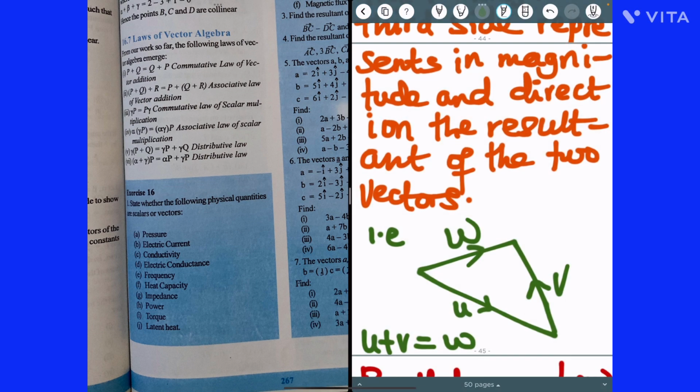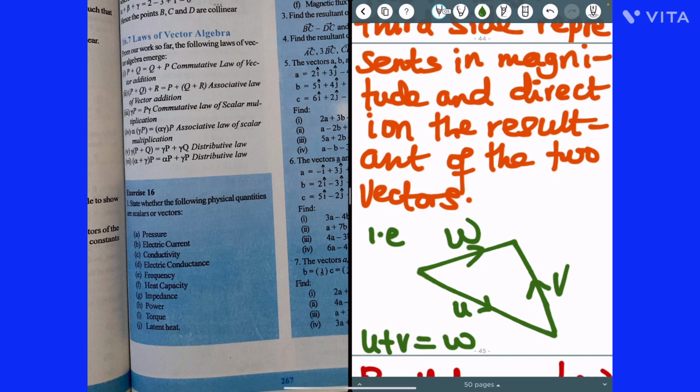So let me use this diagram to explain my point. Two vectors U plus V are two sides of a triangle. U plus V is equal to W. Can you see that? U plus V is equal to W.